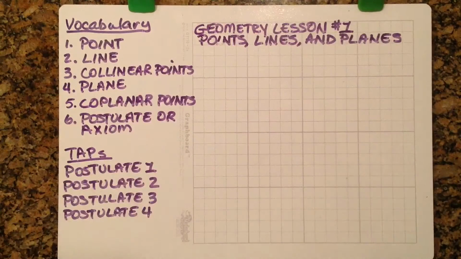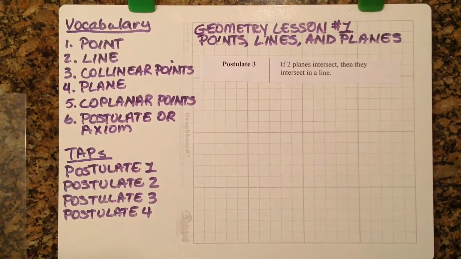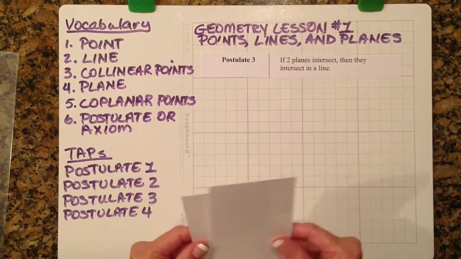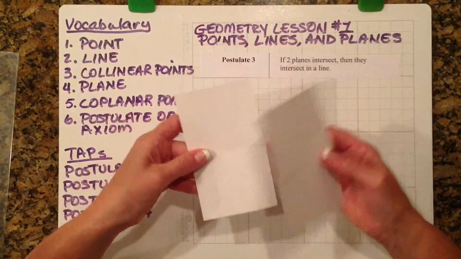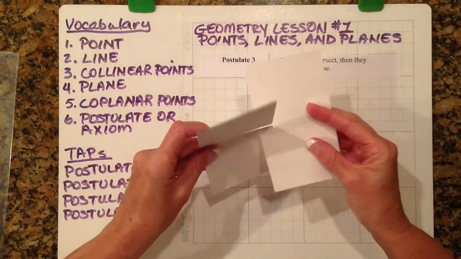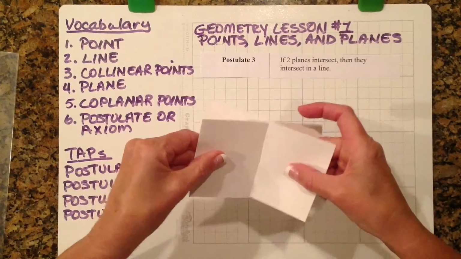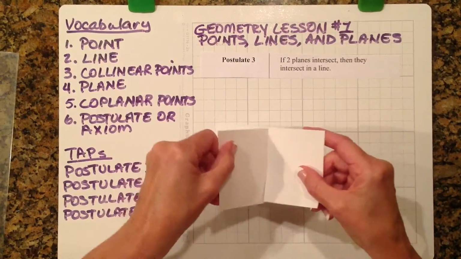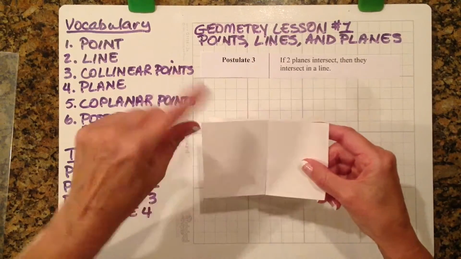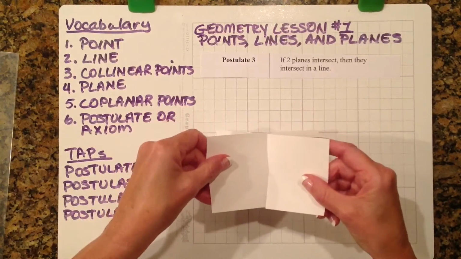Let's go to postulate 3. Postulate 3 says, if 2 planes intersect, they intersect in a line. All right, this is hard for me to draw. So what I've got are 2 planes right here. I've got 2 pieces of notebook paper. 2 note cards. And I'm going to put them together. And if you notice, there are 2 planes and they're intersecting. And when they intersect, this line right here is the line that the 2 planes form right here. So that is postulate 3.